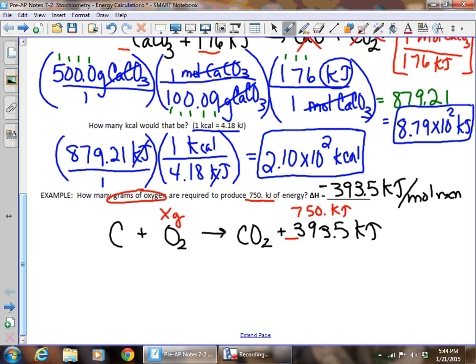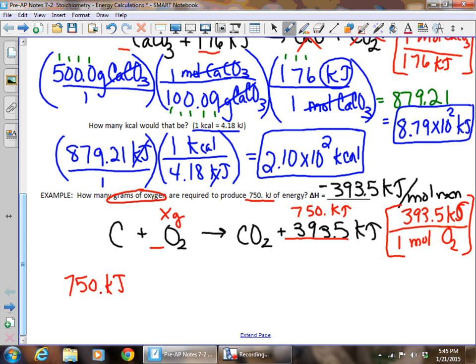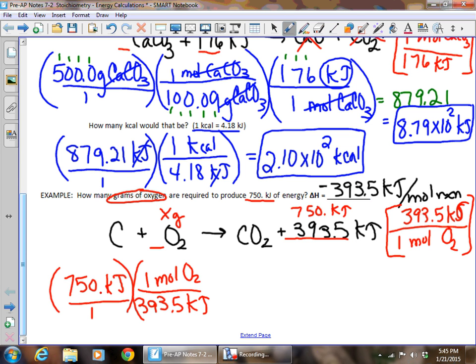So it looks like our mole ratio or energy ratio is going to be that we have 393.5 kilojoules for every 1 mole of oxygen. And again, if there's a coefficient in front of that oxygen or any other substance in the chemical equation, then that would change that mole energy ratio. So starting with what we have underlined in the problem, the 750 kilojoules of energy, we can go straight to the mole energy ratio. Looks like we need kilojoules on bottom, so the 393.5 kilojoules will go on the bottom, the 1 mole of oxygen on top.